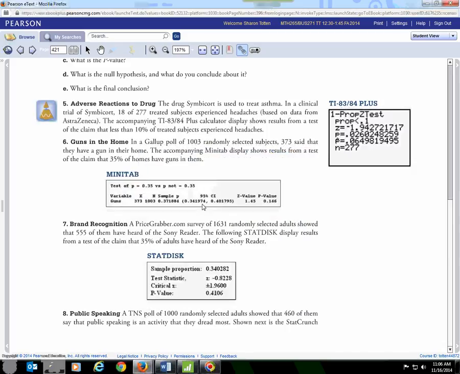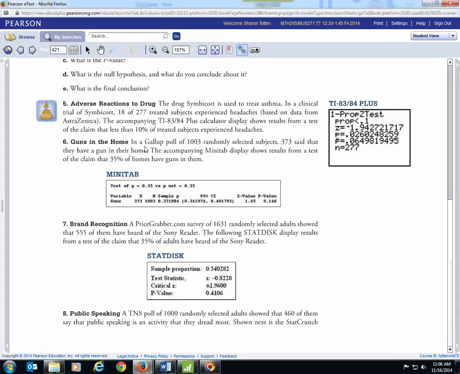Hi everyone. Today we're going to talk about testing a claim about a proportion. This comes from Chapter 8, Section 3 of our Triola textbook. Alright, if you'll go with me to page 421, you'll notice we have this problem, guns in the home.